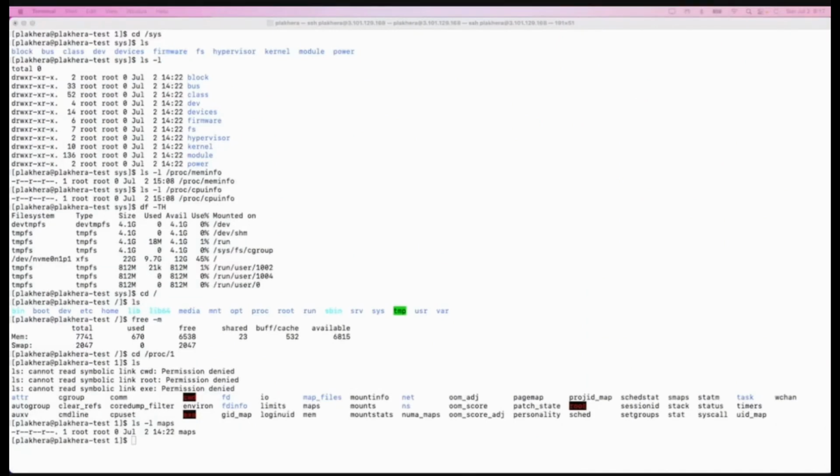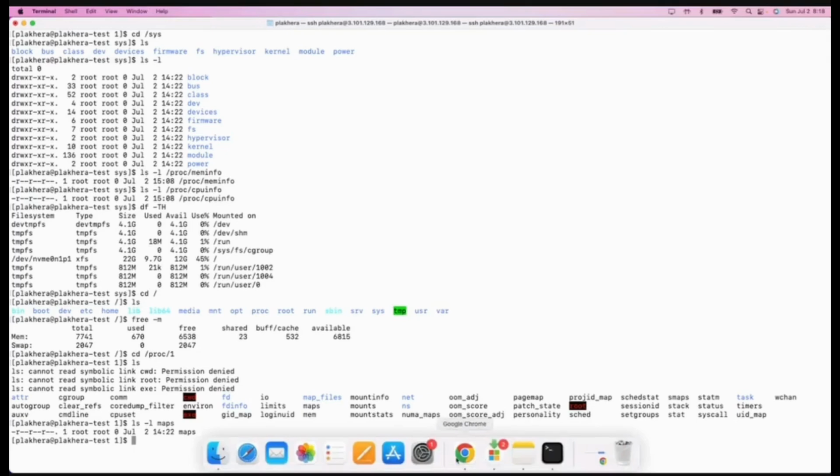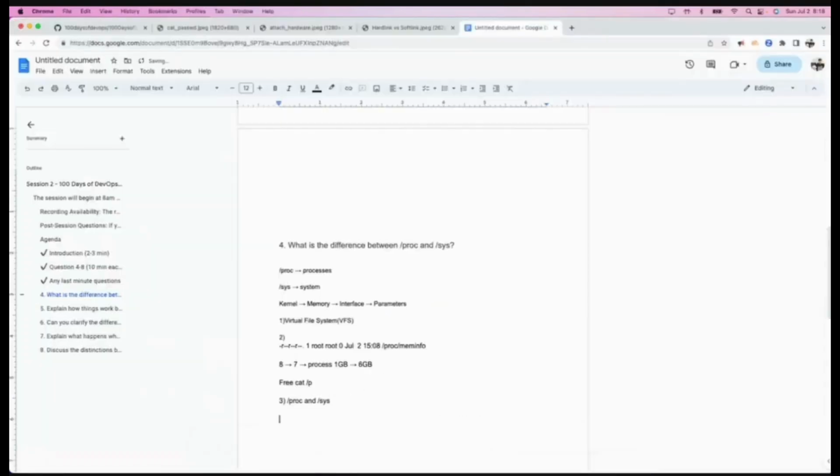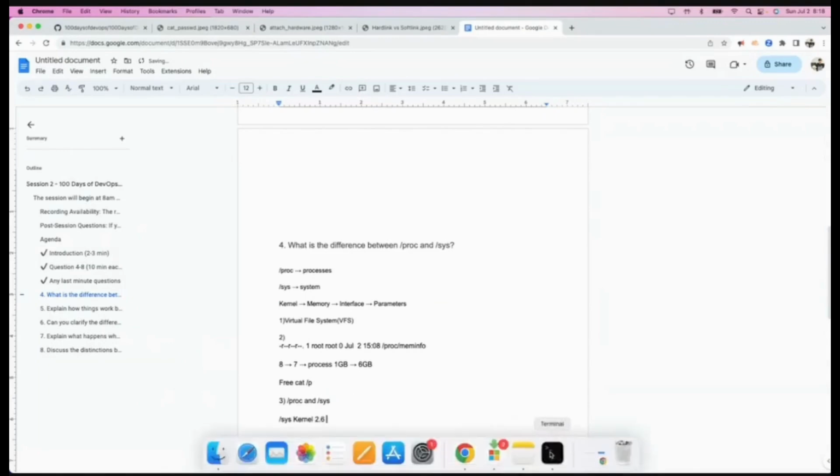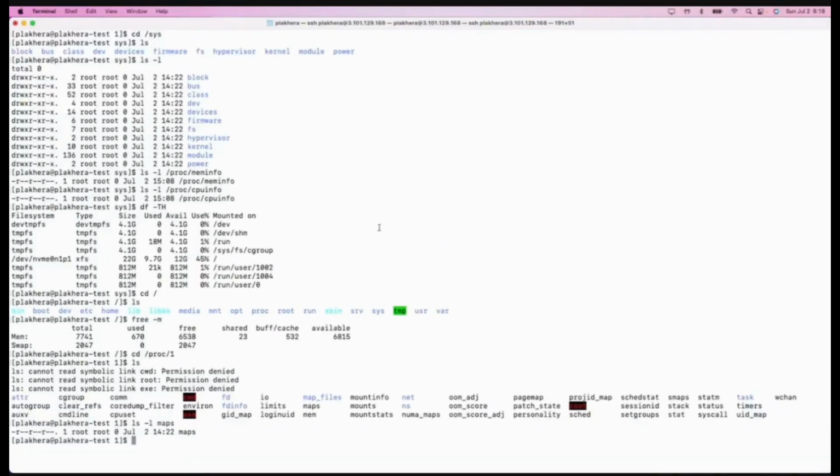Okay, just in the interest of our time. The first thing which I have mentioned to you guys: proc is for processes and sys is for system. That is the main underlying thing. But let me tell you one more thing. sys was introduced starting from kernel 2.6. The reason behind it is not technical, but I just want to tell you guys. Again, proc is for processes. Remember this thing.